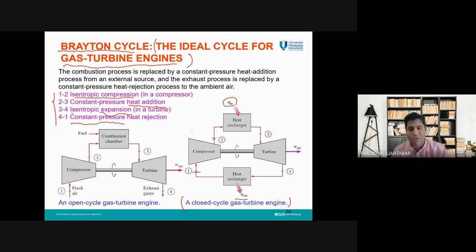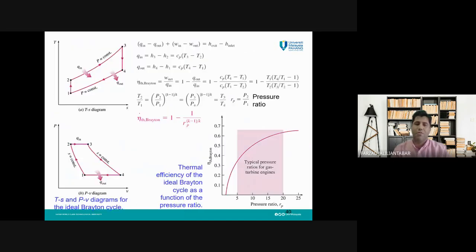And during this cycle, the work is produced by the turbine. So the work which we can get is between state 3 and state 4. Between 2 and 3 is Q in, between 4 and 1 we have this Q out from the system. Now, let's see how we can draw the TS and PV diagram for the Brayton cycle.